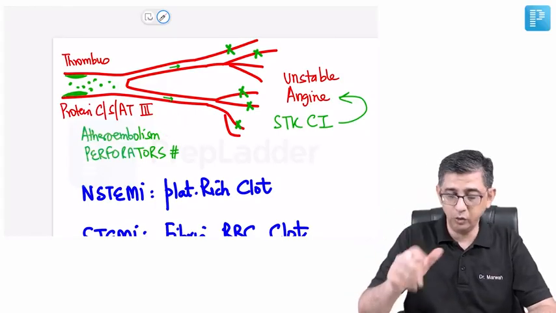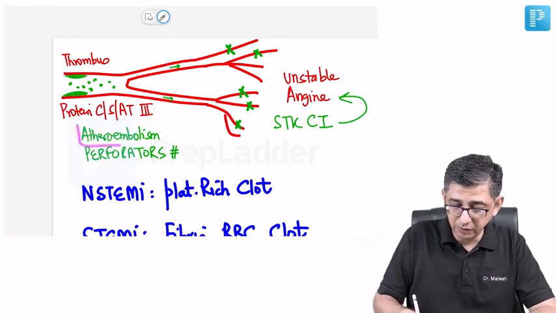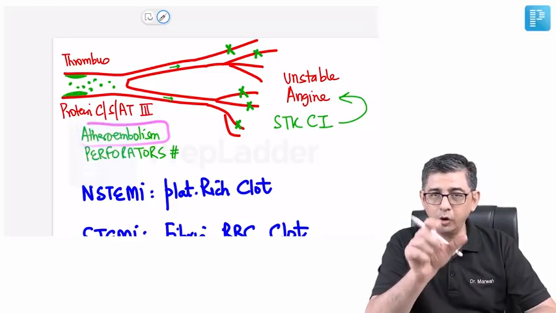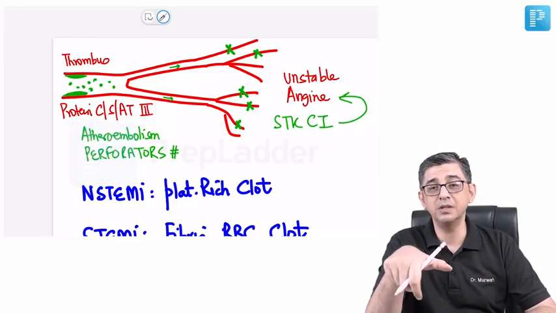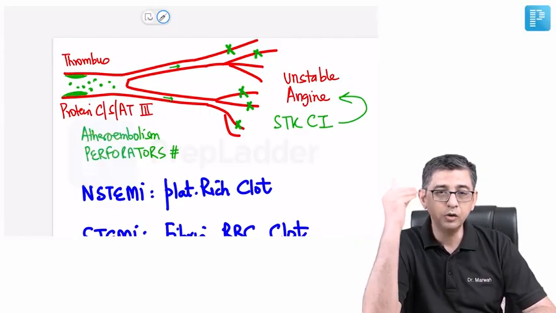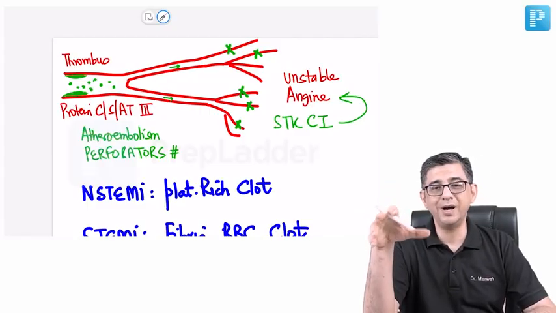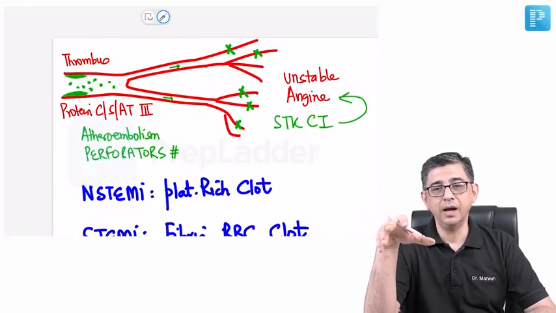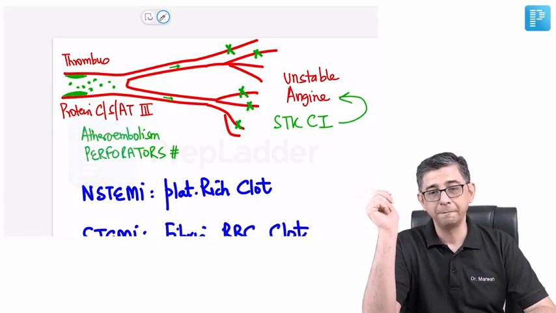word. The minimum carry home message here is, if you get this word right, atheroembolism: clot formation, fragmentation, pieces causing blockage of perforators. This would be a thought process of yours every time you read about unstable angina in a patient, and thrombolysis is not done.